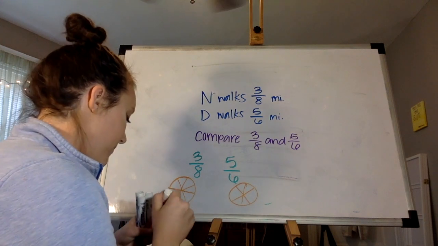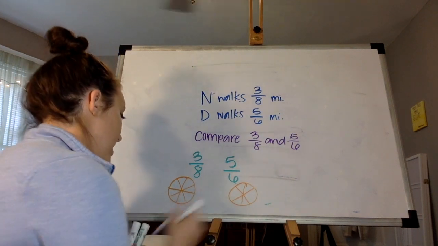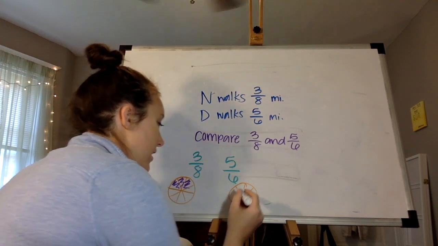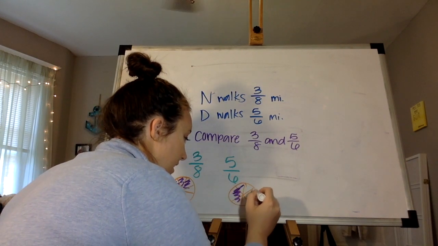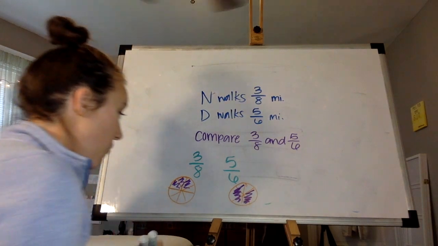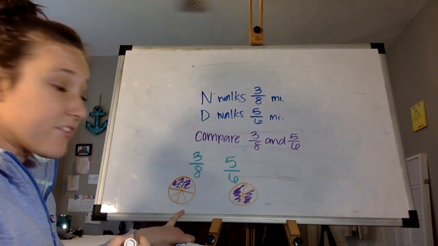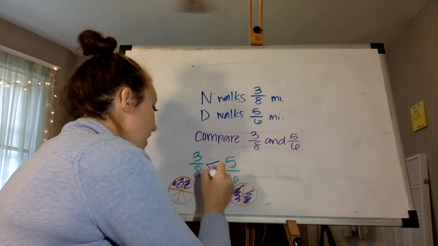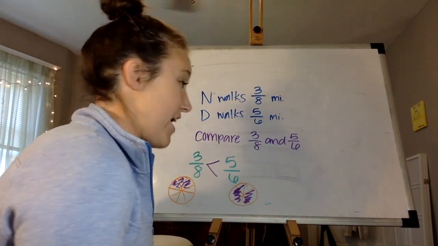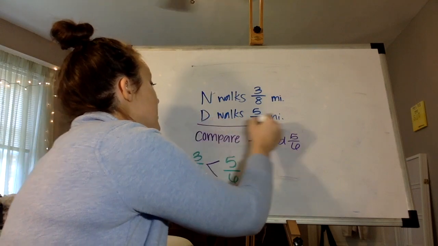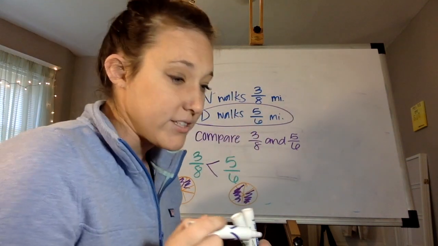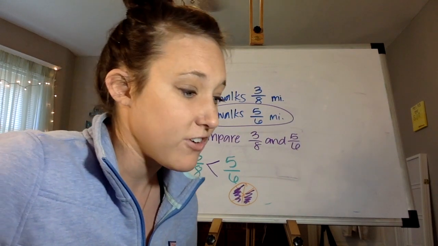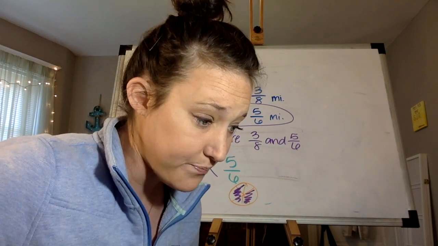All right. And then I'm going to shade in 3/8. And I'm going to shade in 5/6. Well, there's a lot more missing out of this circle than that one. So I know that 5/6 is the greater fraction. So Descartes walks farther to school. Okay? So you're going to have questions like that for 19, 20, and 21.